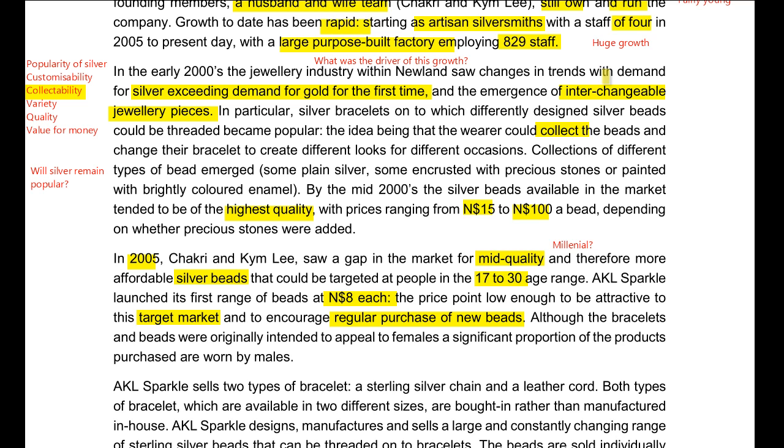Okay, another key piece of information about demographics here is that although the bracelets were originally intended to appeal to females, a significant proportion of the products purchased are worn by males. So that's significant: not purchased by males to give to their wives and girlfriends, they are worn by males as well. So there's obviously an element of this being attractive to both men and women, even though it may have been intended to be for females to start with.